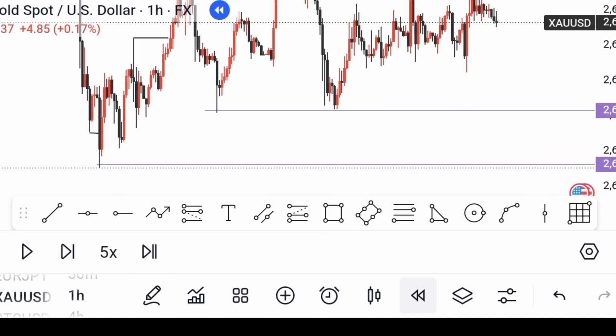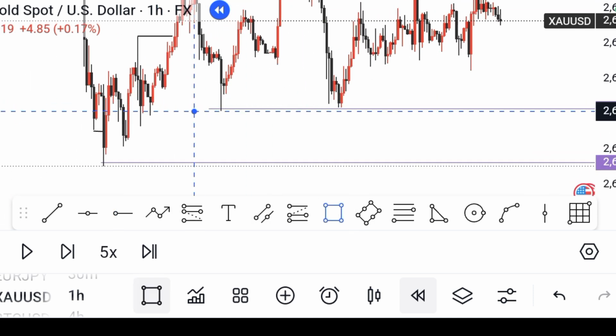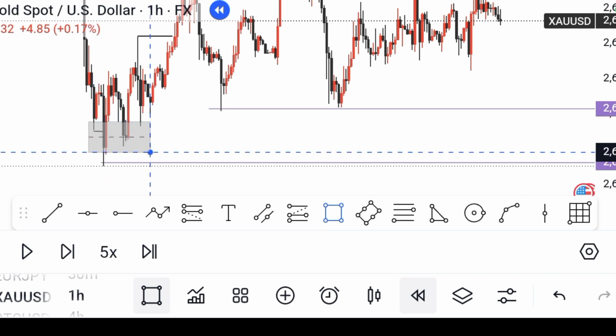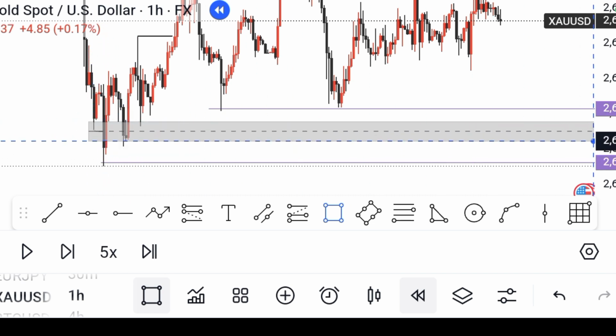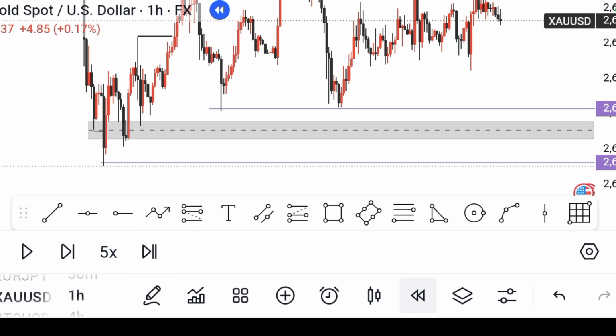And your point of interest now. Your point of interest will be here from your sweep, around this sweep zone. Drag it to the future. You get the concept, drag it to the future.